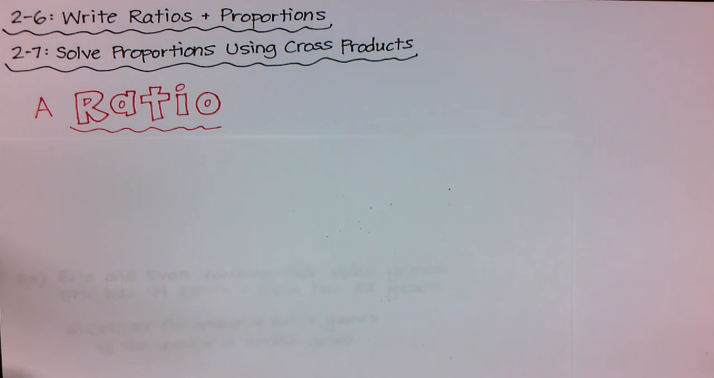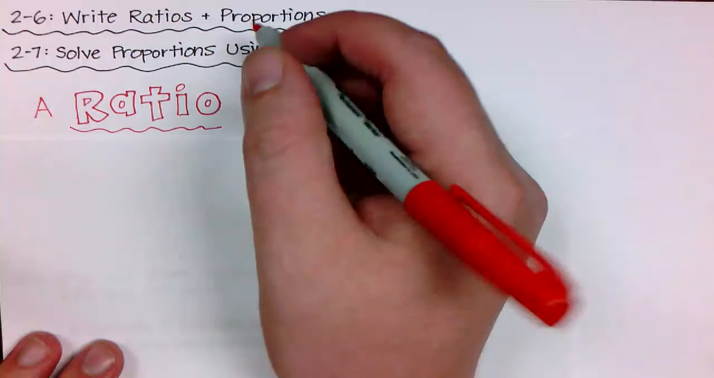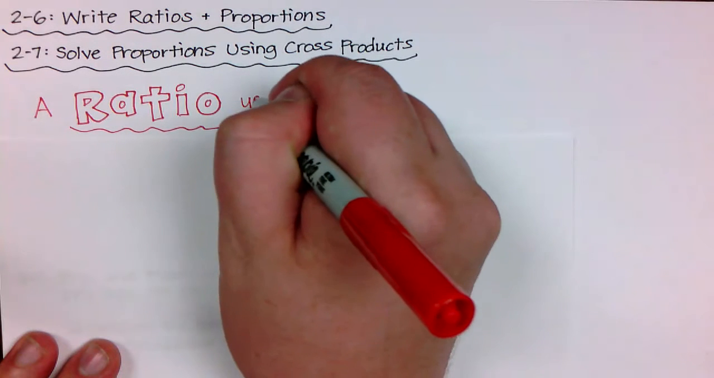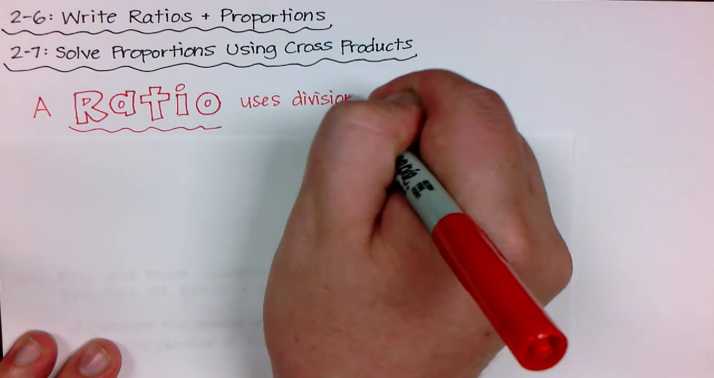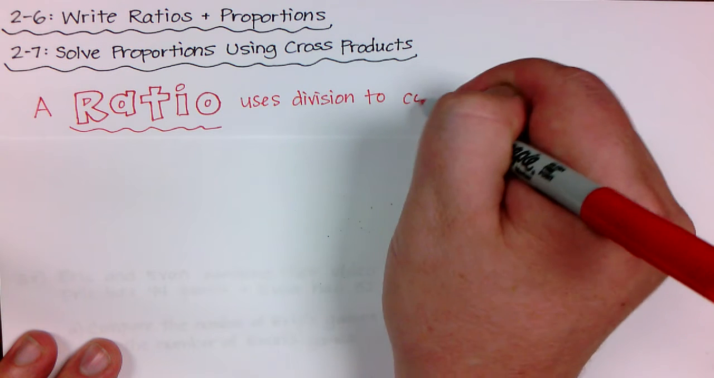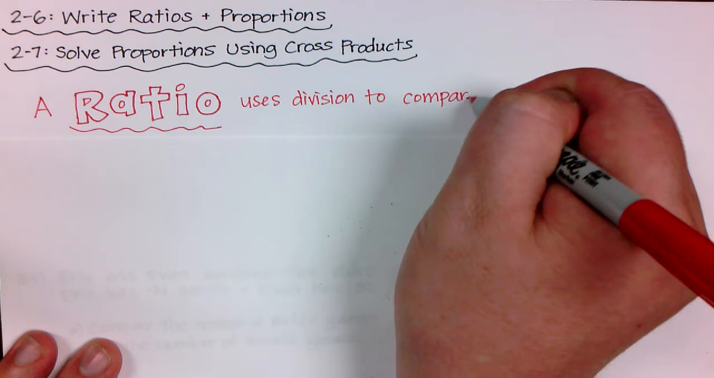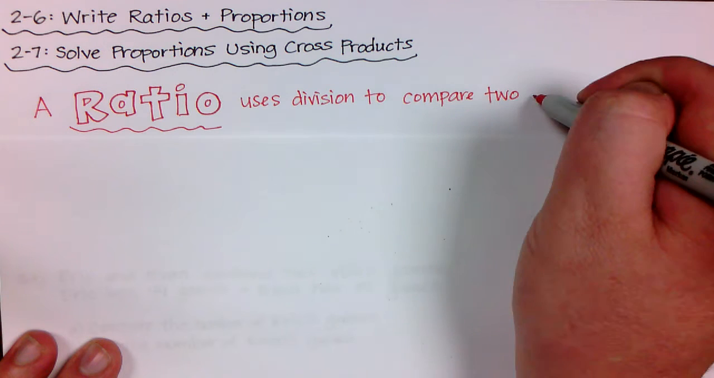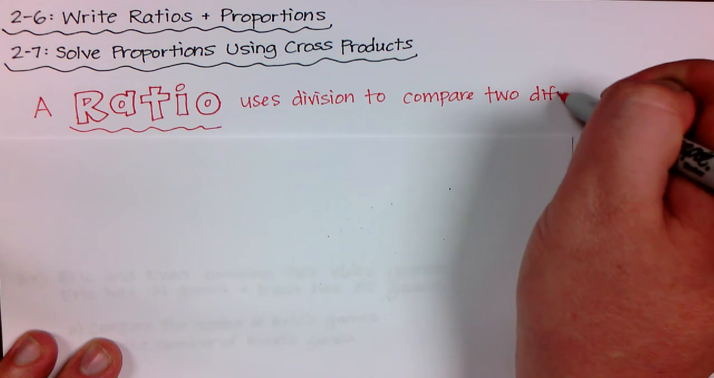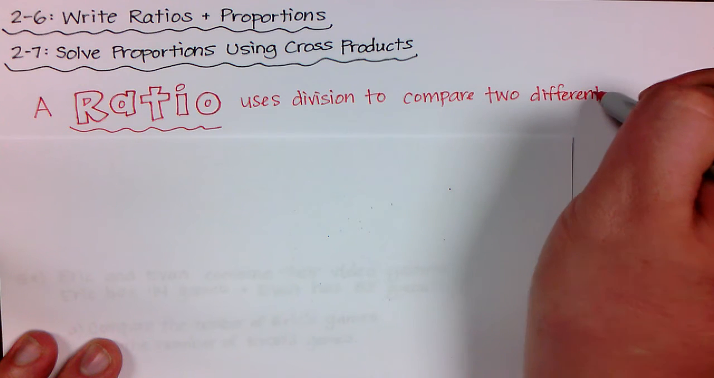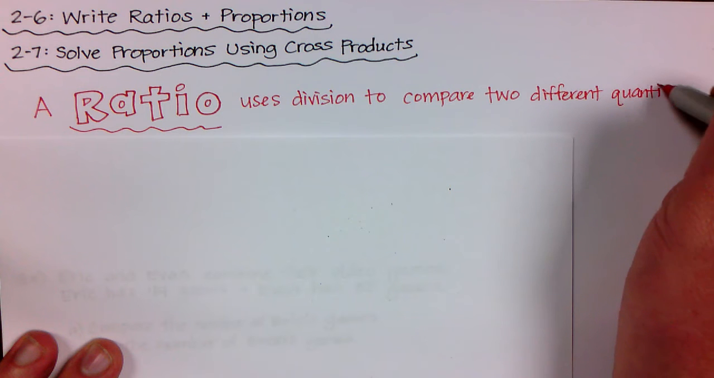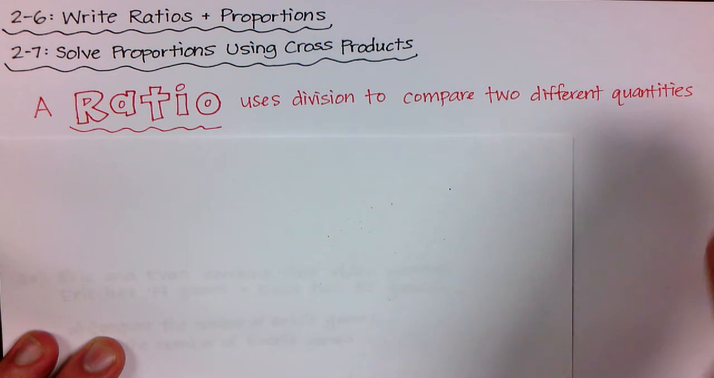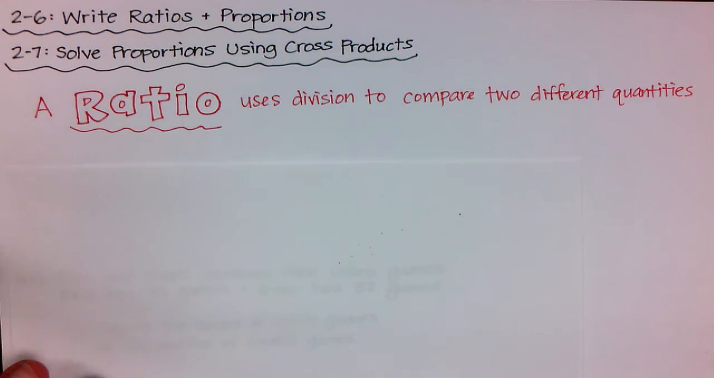Okay, a ratio is comparing two different quantities using division. So a ratio uses division to compare two different quantities. I guess you could do it over here. Okay. And there's actually several different forms.